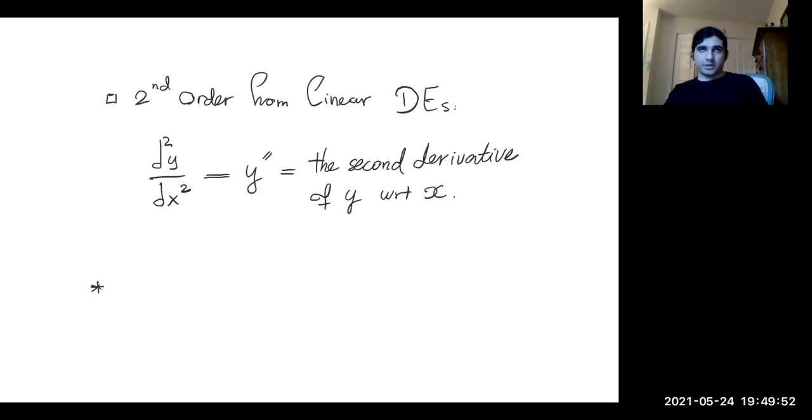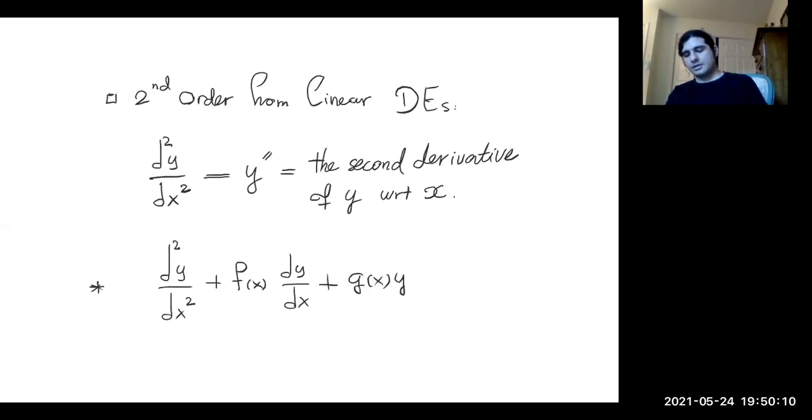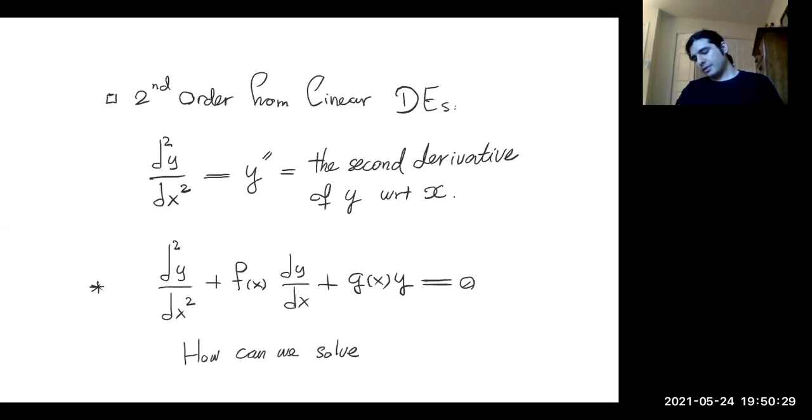We are looking for a function y such that it satisfies this equation: the second derivative of y with respect to x plus f of x times the derivative of y with respect to x plus another function g of x times y is equal to 0, for, say, smooth functions f and g, or continuous functions f and g. So how can we solve this thing here?